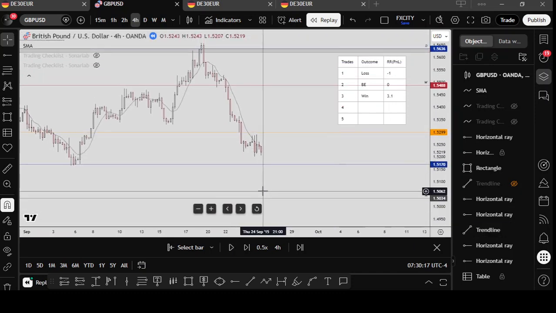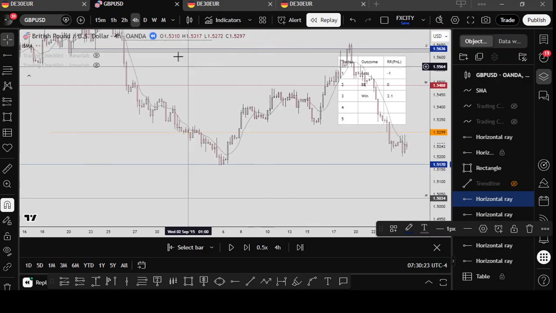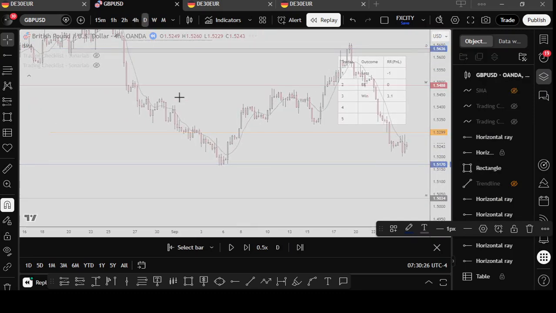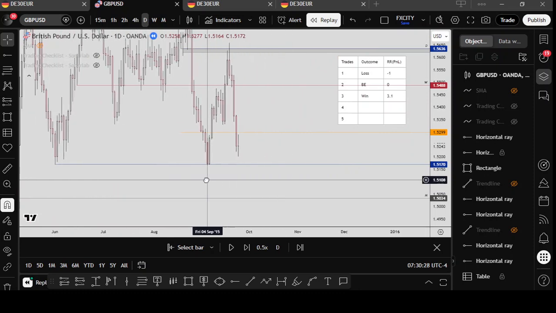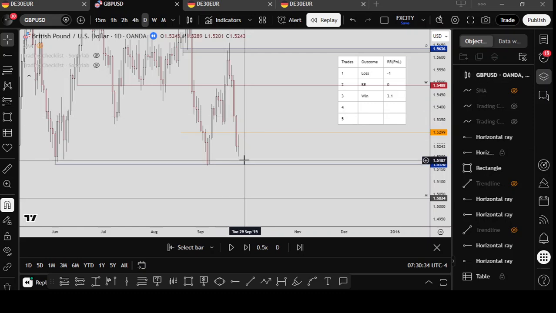And that was it for this particular day as well. No trades also. Now we'll be interested in trading this the next day because of this candle closure. So just wait to see what happens.